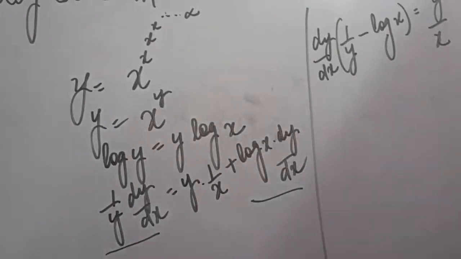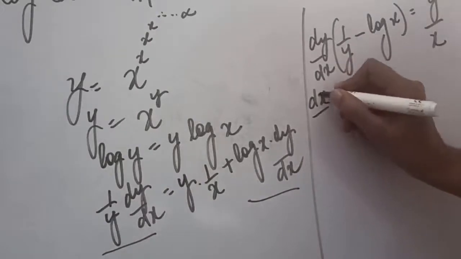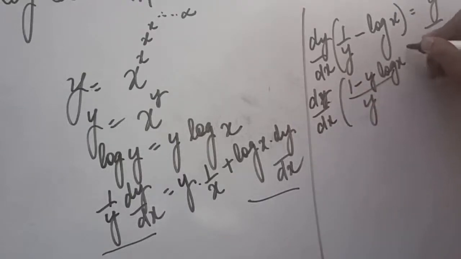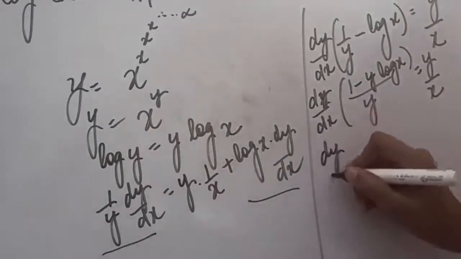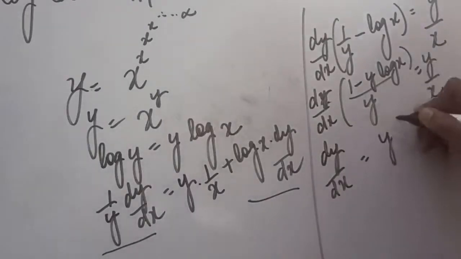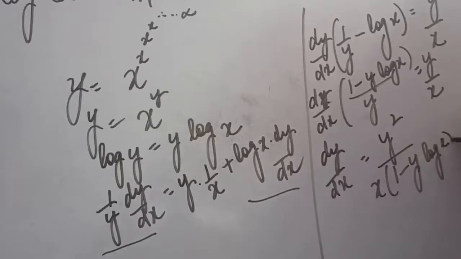So now from here, if you take the LCM on the left hand side, dy upon dx, so 1 minus y log x over y is equals to y upon x. Correct? So now if you finally want to write the answer, it will be divided and opposite multiply, so it will be y square divided by x in the bracket 1 minus y log x.